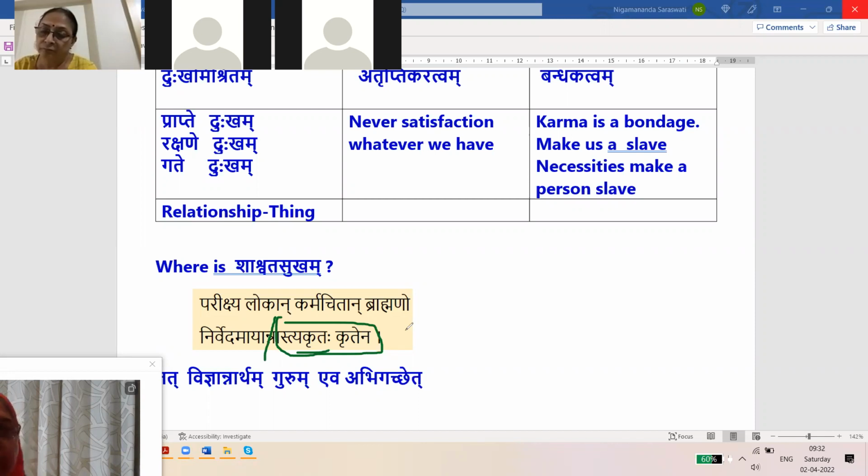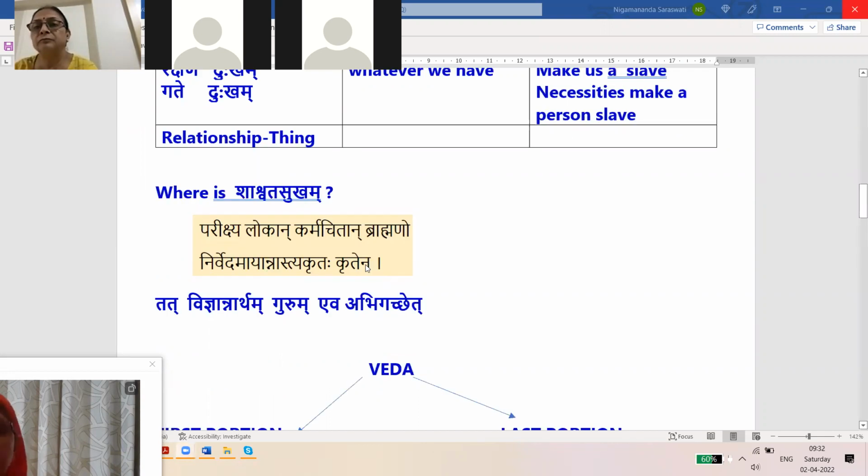Then where is the moksha? How can I find the moksha? So in the same Mundaka, it comes: Tattvabodha gurumeva abhigachet. To know this, where is the moksha? What is the swarupa of moksha?